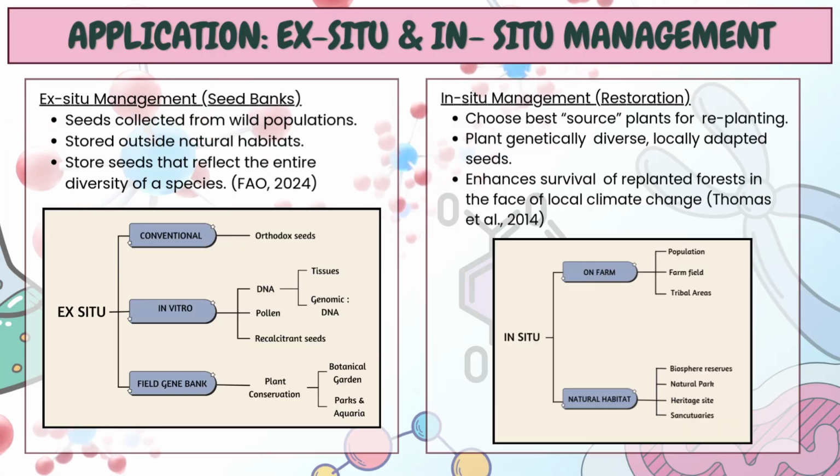This diagram shows in situ conservation, which means protecting plants in their natural environment. At the top, on-farm conservation refers to plants conserved in farm fields, local populations, and tribal areas. Farmers continue growing traditional crops, helping maintain genetic diversity and local adaptation. At the bottom, natural habitat conservation includes biosphere reserves, natural parks, heritage sites, and sanctuaries where plants are protected in the wild with minimal human disturbance.